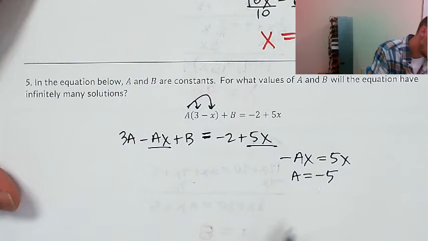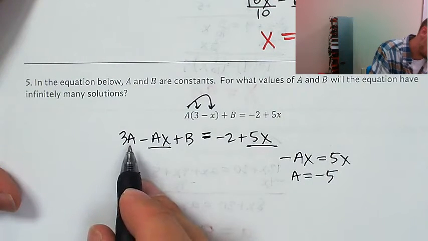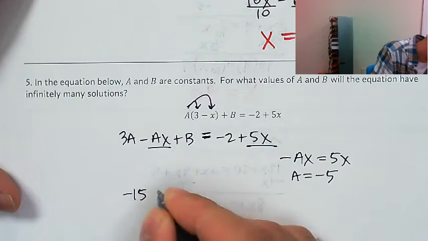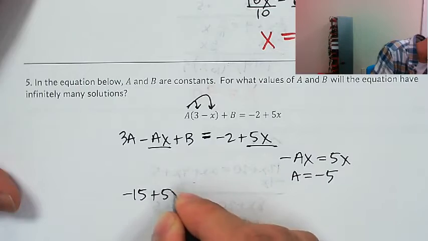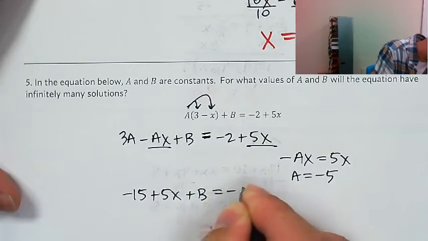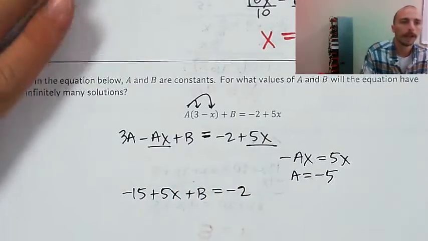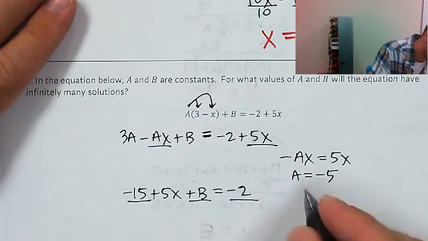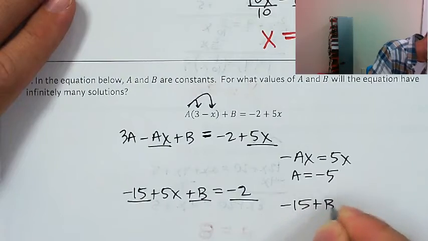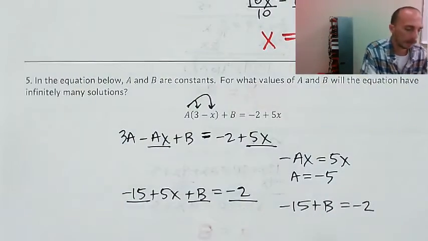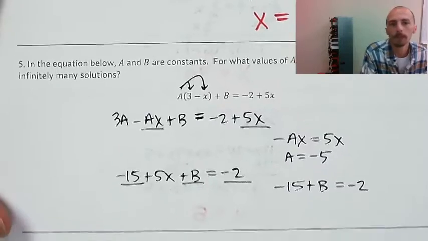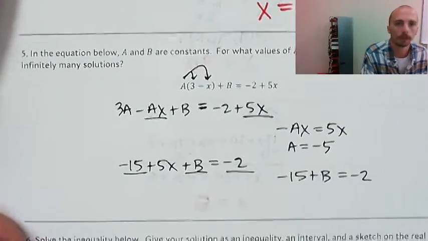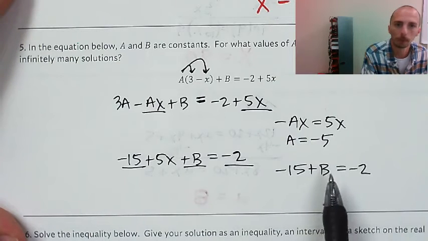Then I'm going to plug back in for a. So I'll have 3 times negative 5 is negative 15, plus 5x plus b equals negative 2. Now I know that the numbers need to be the same, so negative 15 plus b needs to equal negative 2. If you want to add 15 to both sides to solve for b, great, that's a good way to solve. That's the official algebra way.